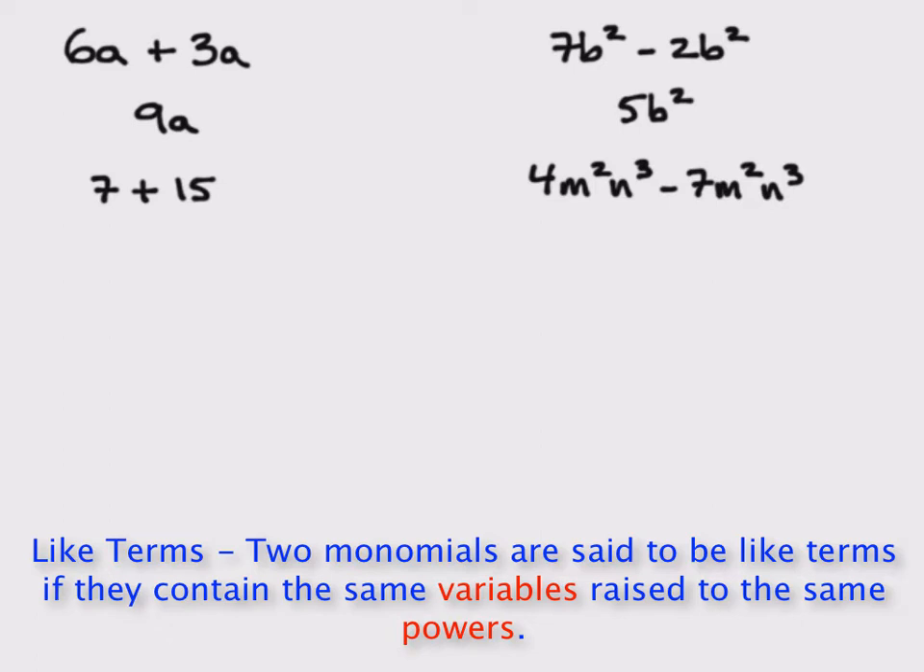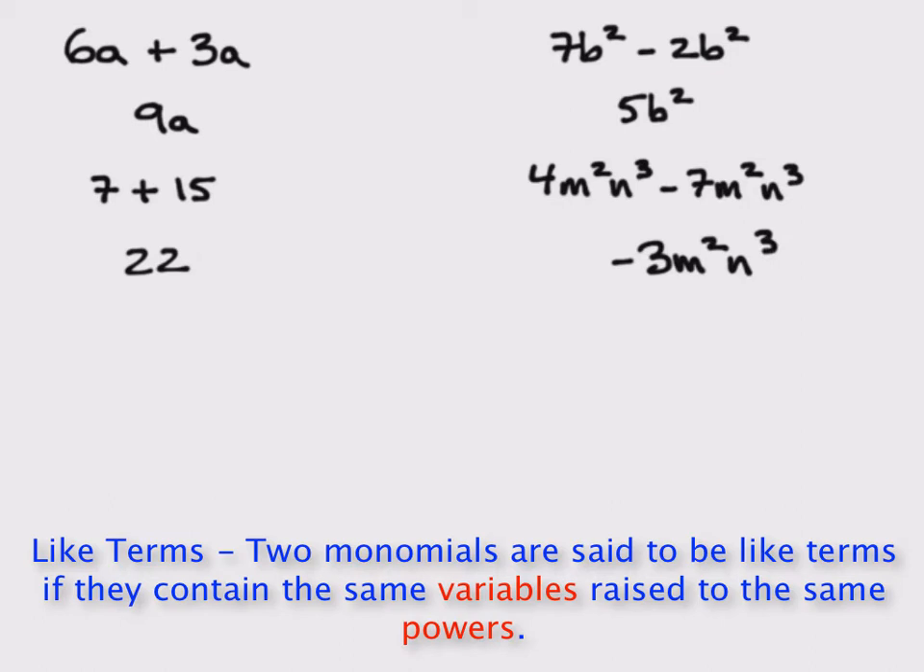Or 7 plus 15. We've done this plenty of times. These are definitely like terms and we can definitely combine them and we end up with 22. And last but not least, 4m squared n to the third minus 7m squared n to the third. We don't know what m is. We don't know what n is. We don't know what m squared or n to the third power is. But we do know that it's a number. M squared times n to the third is a number. And we start with 4 of those and we subtract 7 of those for a grand total of negative 3 of them. So we can combine these terms to make negative 3m squared n to the third power.